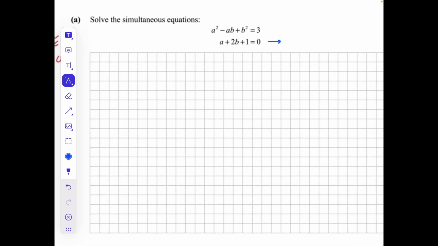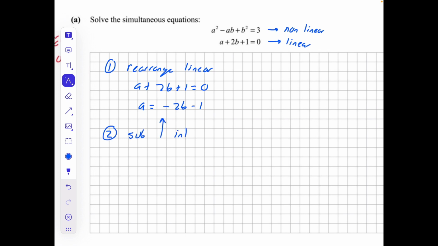So first things first, again, label our linear, which is the one without the squares or the ABs or anything. And then the top one then is my nonlinear. Okay, so first step 1, we're going to rearrange linear. So it's currently a plus 2b plus 1 is equal to 0. I'm going to get a on its own. So a is equal to minus 2b minus 1.